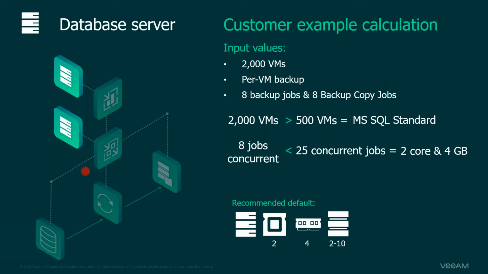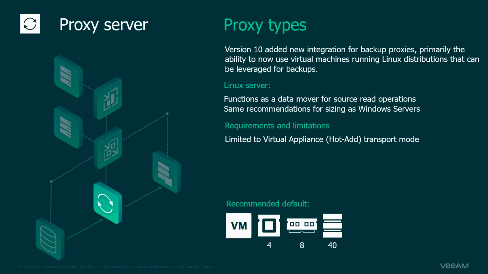All right, so let's go ahead and talk about our proxy servers. Version 10, of course, added a Linux proxy. So now we can use Linux proxies in our vSphere environment to handle backups via hot add. This is going to be hot add only. We're not going to be doing direct storage mode here, and you can't do network mode here. But this is fine because hot add mode is a very performant backup method.